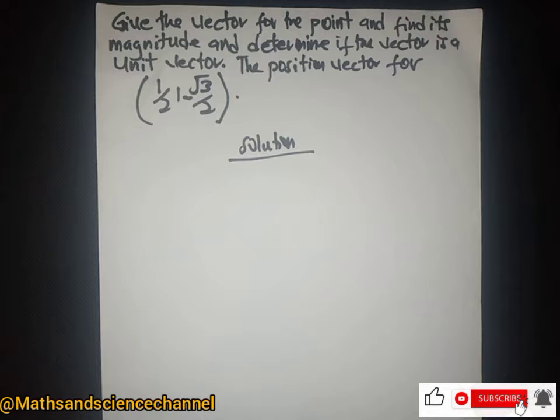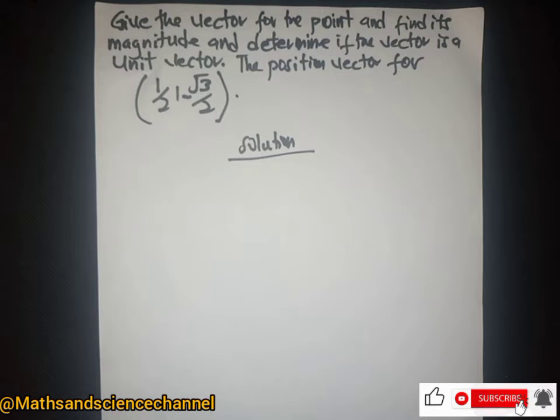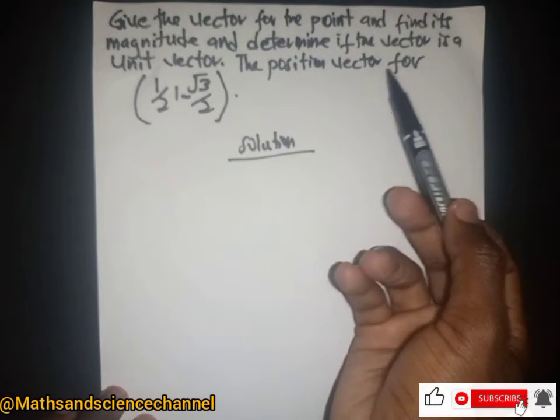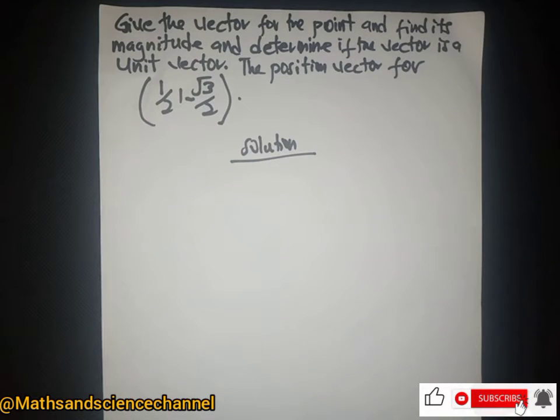But since we are given the position vector, this implies that the starting point for any vector is just the origin. So the starting point is just the origin, and the ending point is what we are moving to. So if the position vector is given by this, then the condition of the position vector is basically the condition of the point.